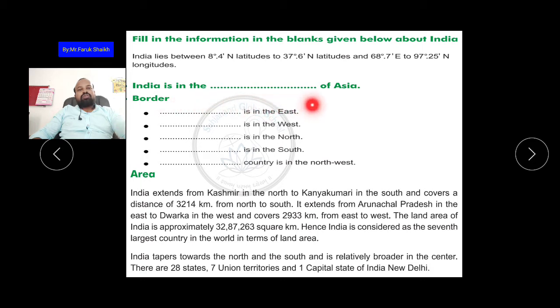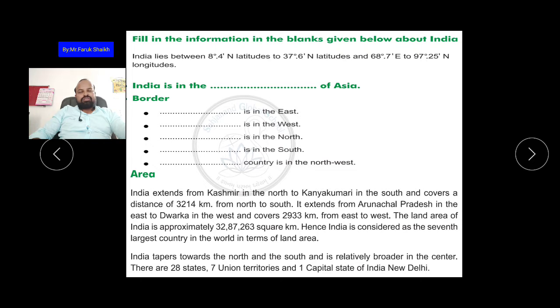India is the dash of Asia border. Okay, India is the dash of Asia border, where is it? So south. India is the south of Asia border. Dash in the east. What is in the east? Just say about the borders, the natural borders. So in the east, Bay of Bengal. So you have to write here in the east, Bay of Bengal.